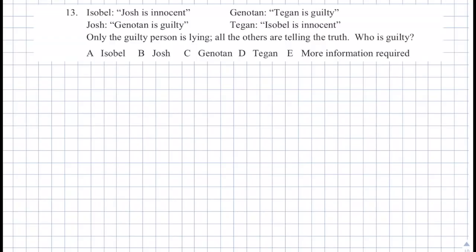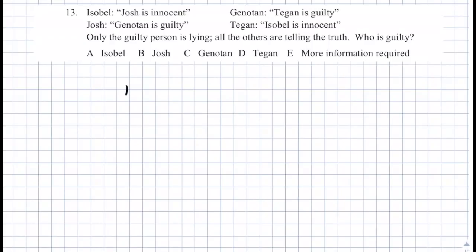Question 13. This question is more of a riddle. It says that Isabel says that Josh is innocent, Jennerton says that Tegan is guilty, Josh says that Jennerton is guilty, Tegan says that Isabel is innocent, and we're told that only the guilty person is lying, all the others are telling the truth. Who is guilty? So we've got answers as A is Isabel, B is Josh, C is Jennerton, D is Tegan, or E, we need more information. So let's have a look at each person individually.